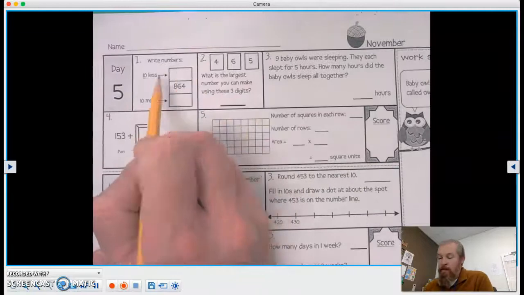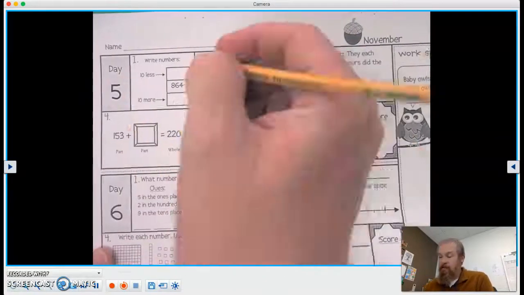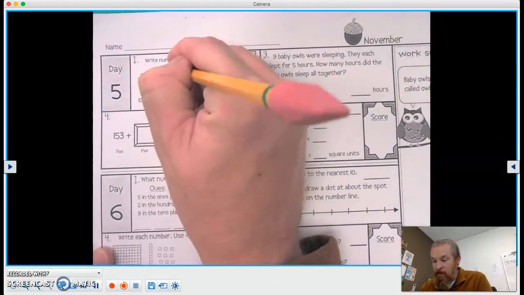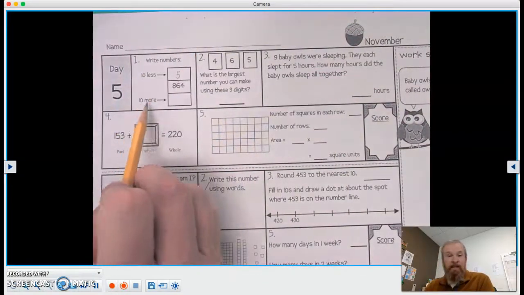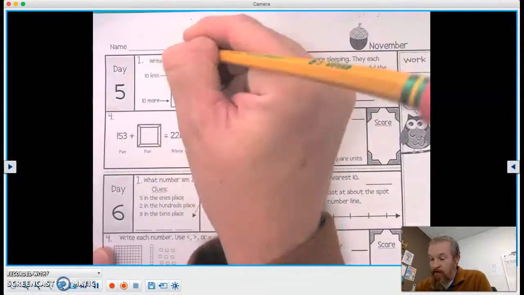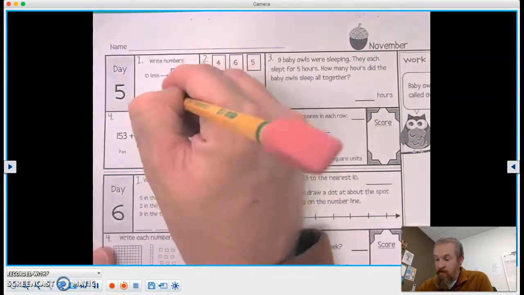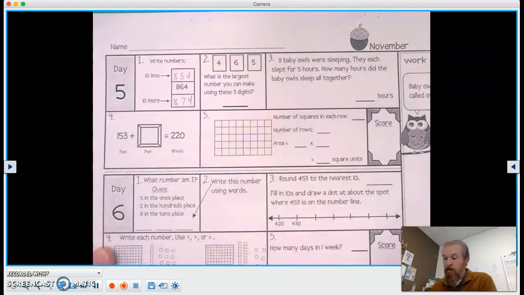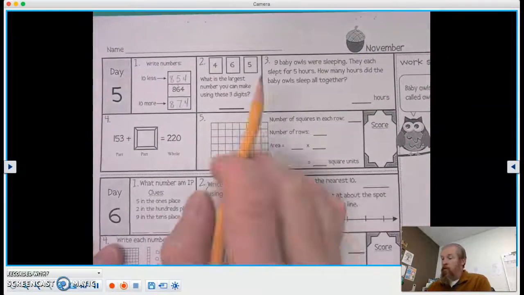So there's 1 10 less. So 1 10 less than 6 is a 5. 1 10 more than a 6 is a 7. The 8 stays the same. The 4 stays the same for both. Okay? All right, now 4, 6, and a 5.